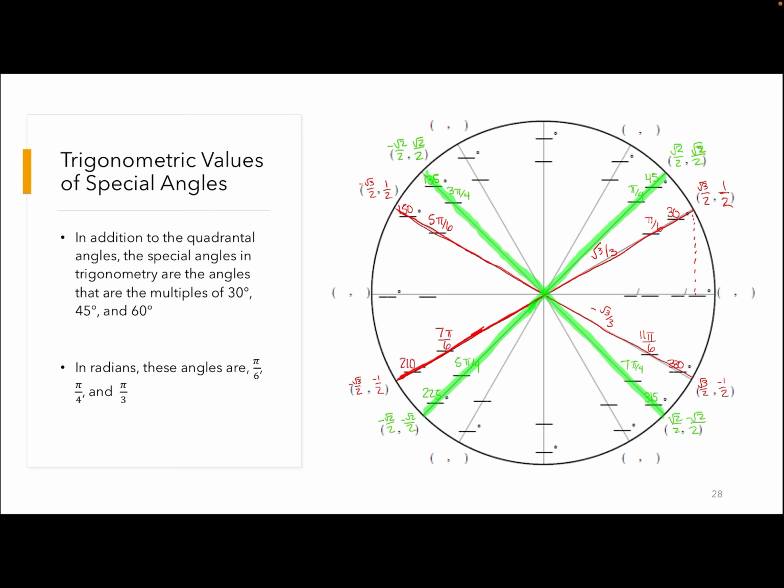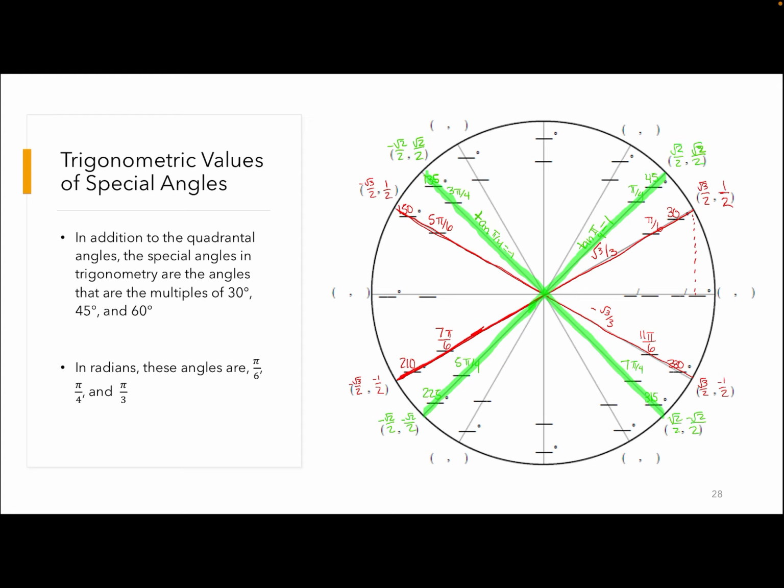Now remember, tangent is sine divided by cosine. It's the ratio of sine to cosine, the rise over run. So the slope of this line segment, the tangent of pi over 4, is equal to 1. And for this other line segment that goes through quadrant 2 and 4, the tangent is negative 1.